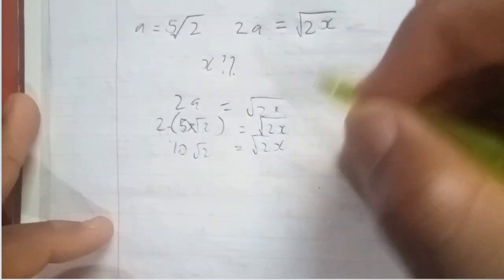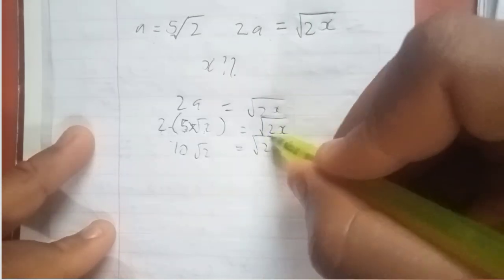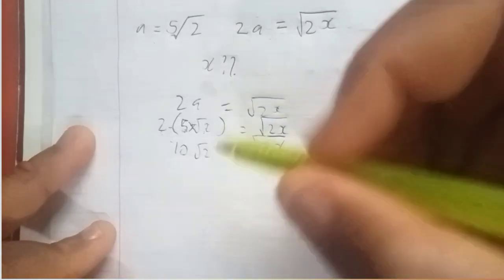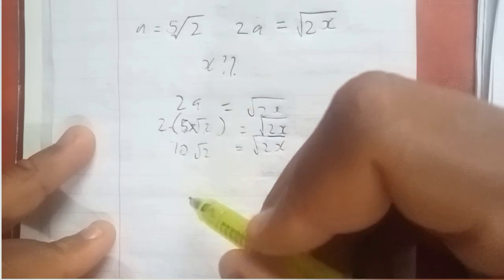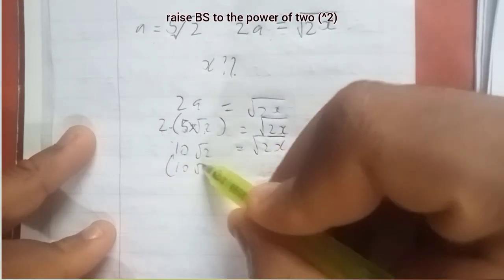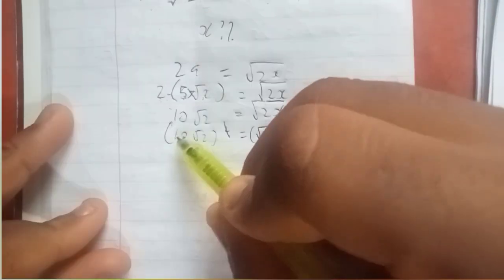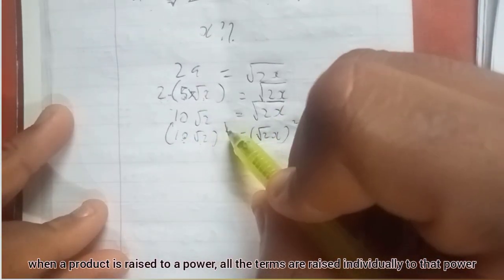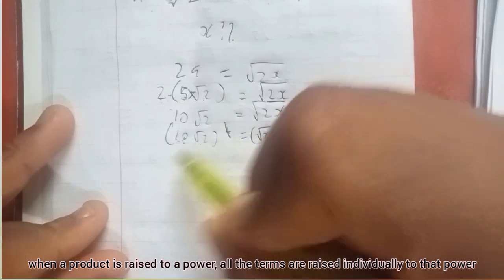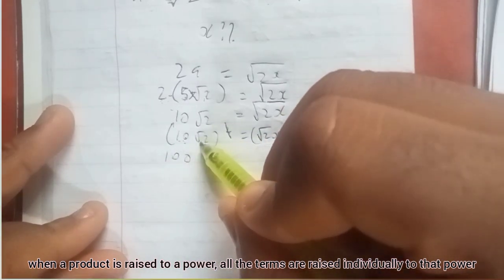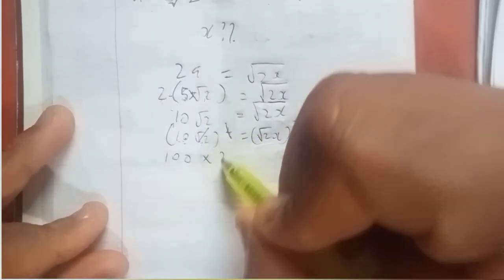Now, some people can divide it by root 2, but I would rather square both sides or raise both sides to the power of 2. By the time we raise both sides to the power of 2, that will clear our square roots. The 2 terms here would be raised to the power of 2. That means 10 squared will be 100, and the square will cancel the square root, so this will be times 2.